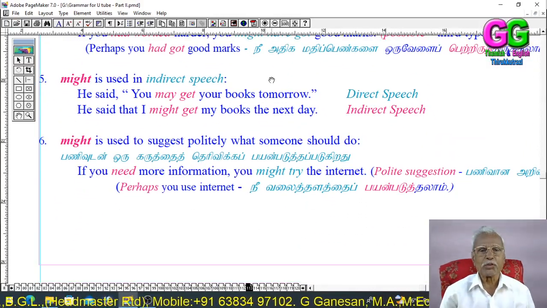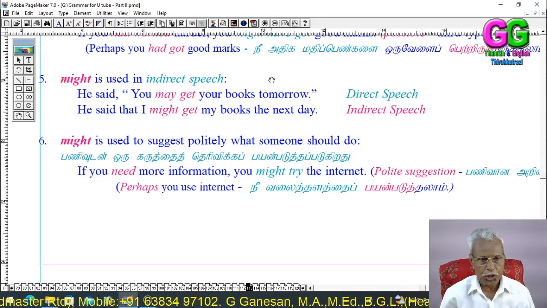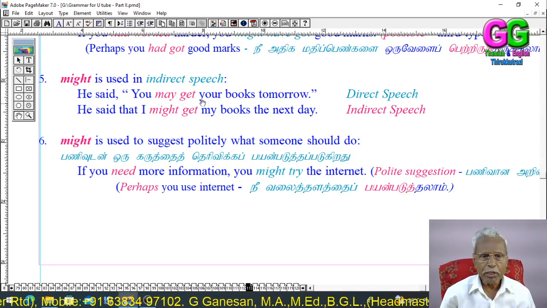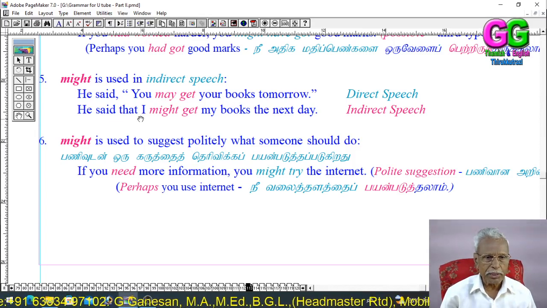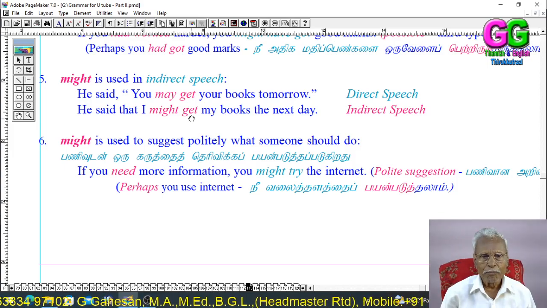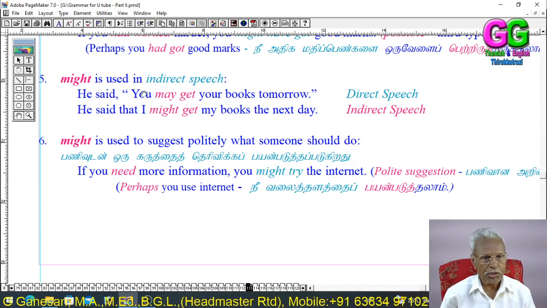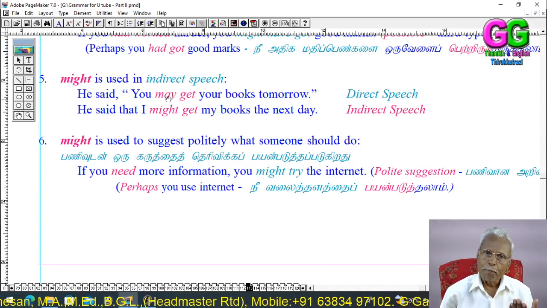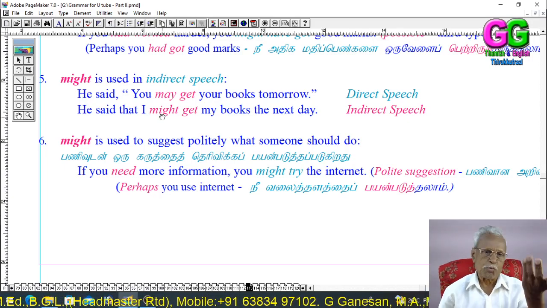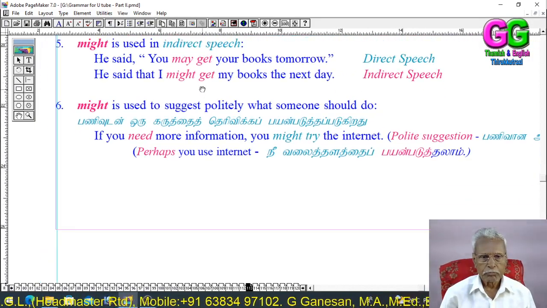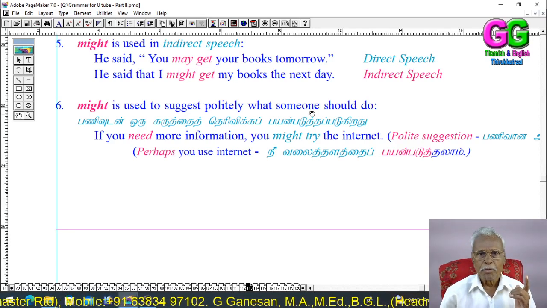Then, fifth use, might. Might is used in indirect speech. He said, "You may get your books tomorrow," direct speech. He said that I might get my books the next day. That is, as the reporting verb is in past tense, the reported verb may is changed into its past tense might.